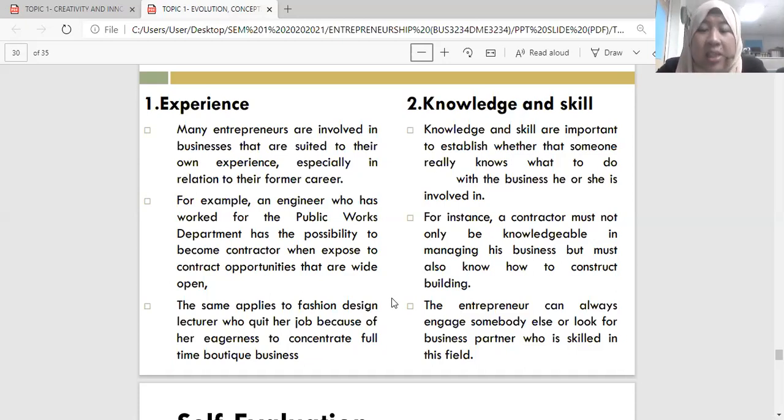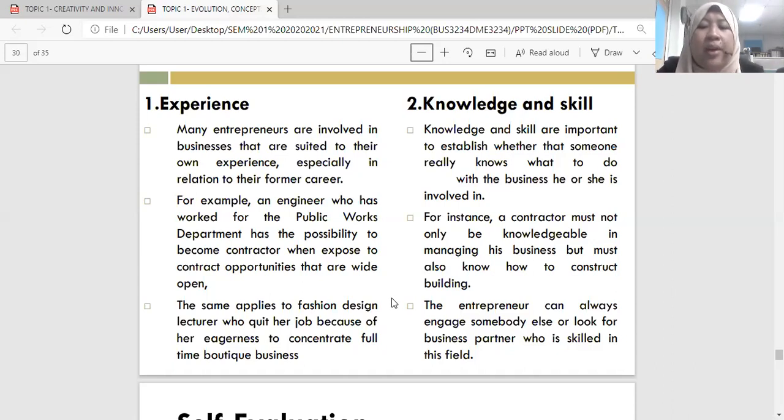Knowledge and skills are important to establish whether someone really knows what to do with the business he or she is involved in. For instance, a contractor must not only be knowledgeable in managing his business, but must also know how to construct the building. So this is about walking the talk. What you do, you must have the knowledge and you have to show it. You have to implement it.